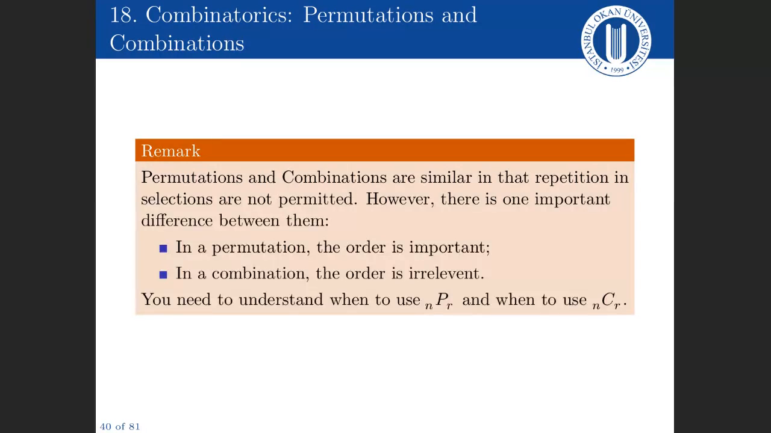Let me remark that there are similarities and an important difference between permutations and combinations. They are similar in that both times we don't allow repetition. We don't allow one object to be repeated. The important difference is whether the order is important. If the order is important, we use permutations. If the order doesn't matter, we use combinations. The key skill to learn from this chapter is when do we use nPr and when do we use nCr?